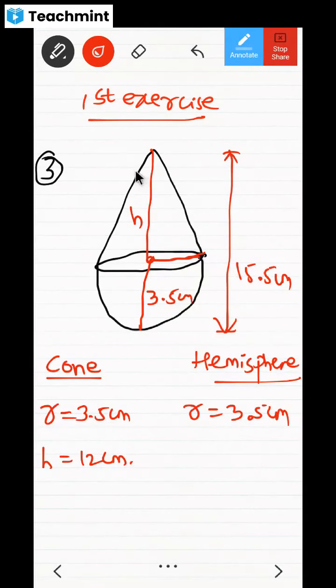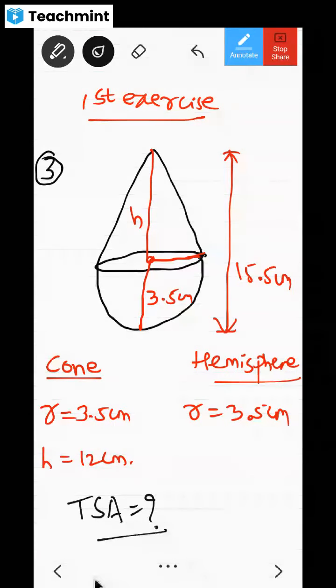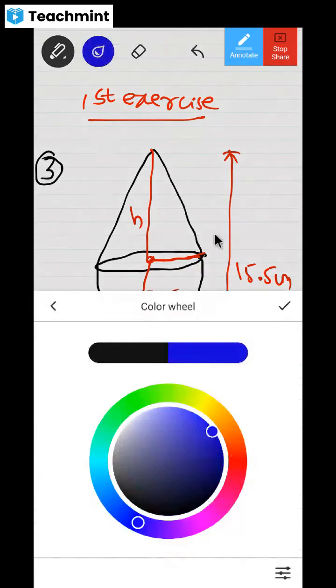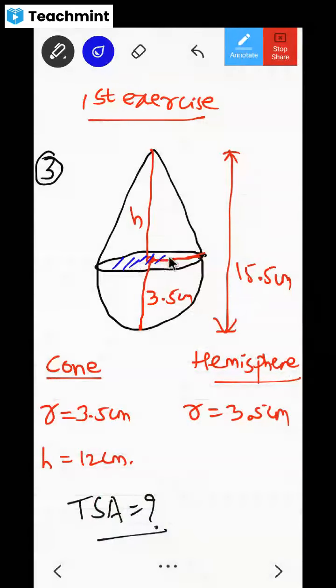Now these are the given data. What they're asking is the total surface area, equal to question mark. Is this the question, dear children? Now, total surface area means whatever is in between, this area is gone because it is mounted between these two, the hemisphere and the cone.